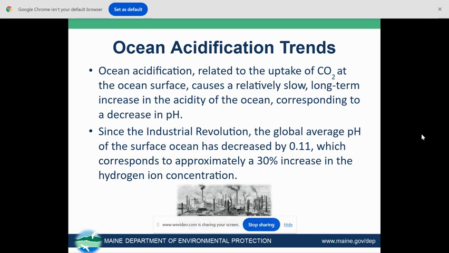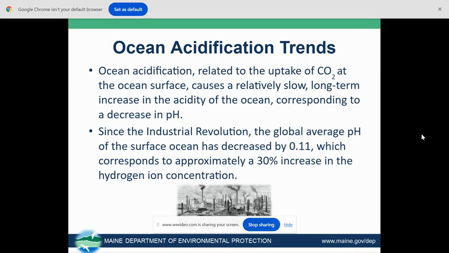So since the Industrial Revolution, like I said, there's been more carbon dioxide put into the atmosphere, therefore more carbon dioxide put into the ocean, and it has resulted in a decrease of the global average pH at the ocean surface of 0.11, right? That sounds really small, but that's a 30% increase in hydrogen ion concentration. So when you look at it that way, that's kind of a big increase of hydrogen ions. And an increase in those hydrogen ions is going to alter ocean chemistry.